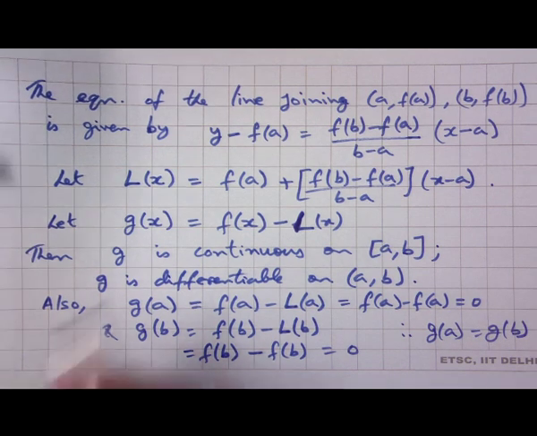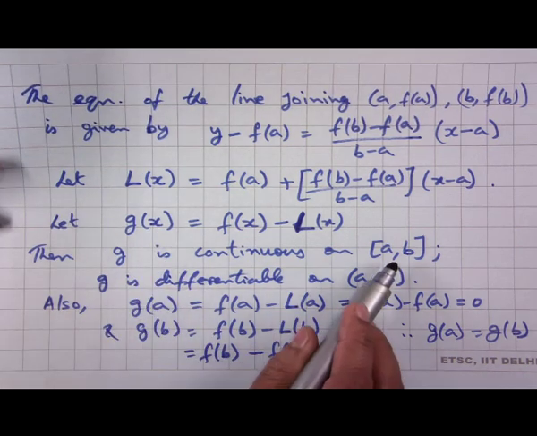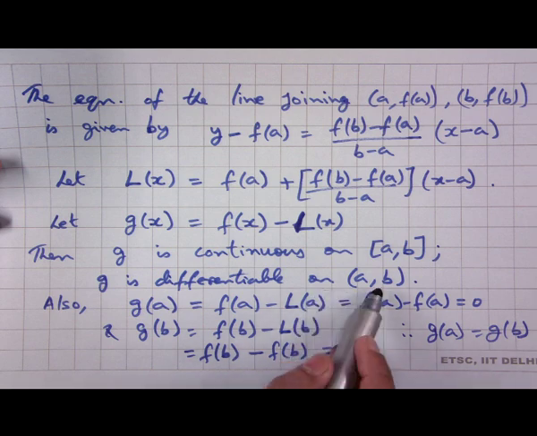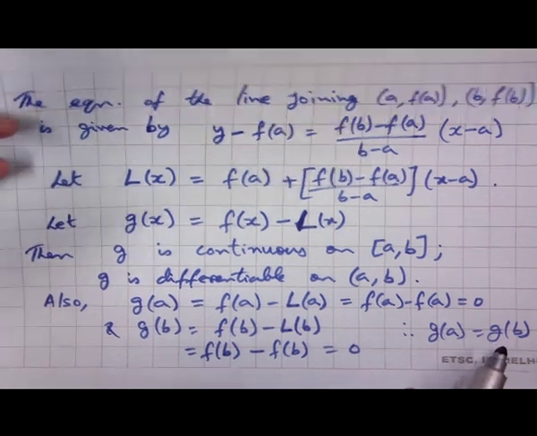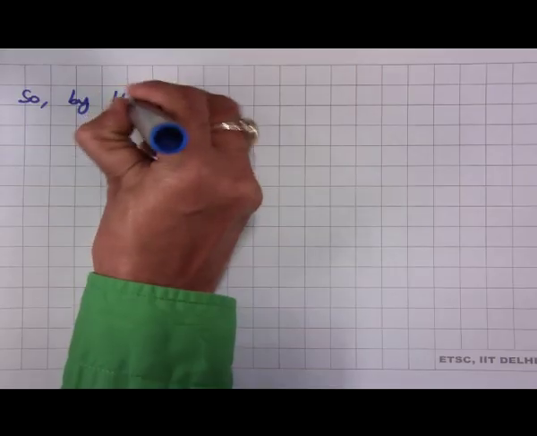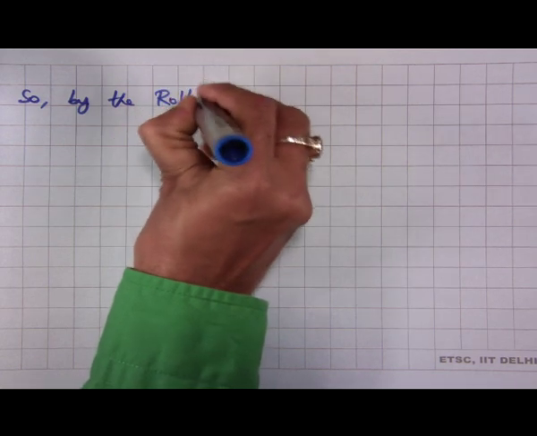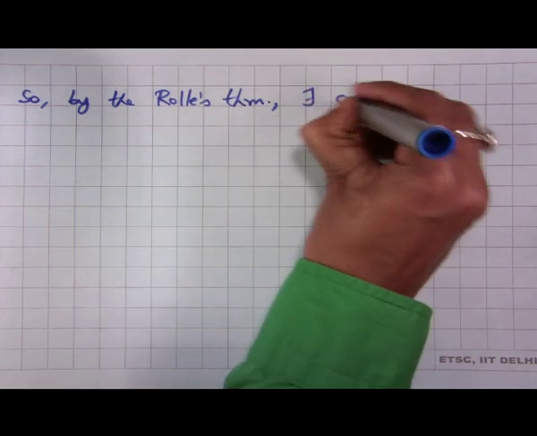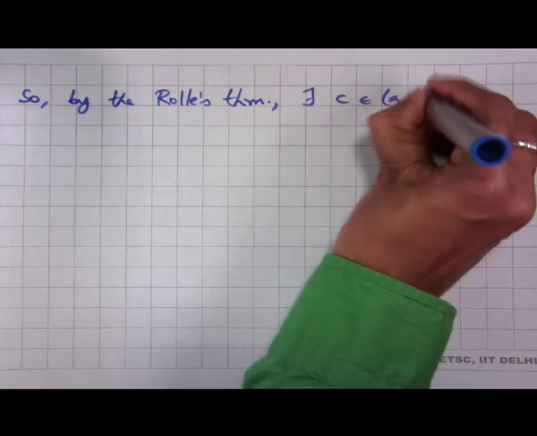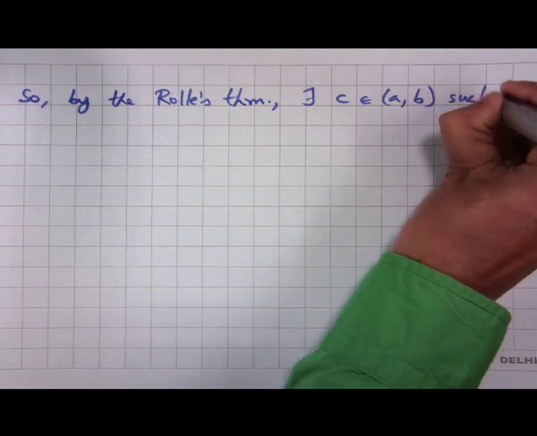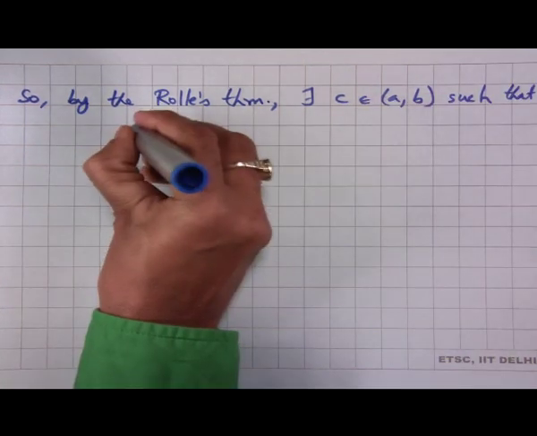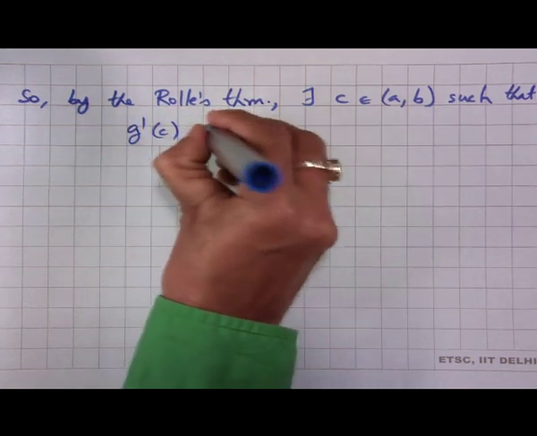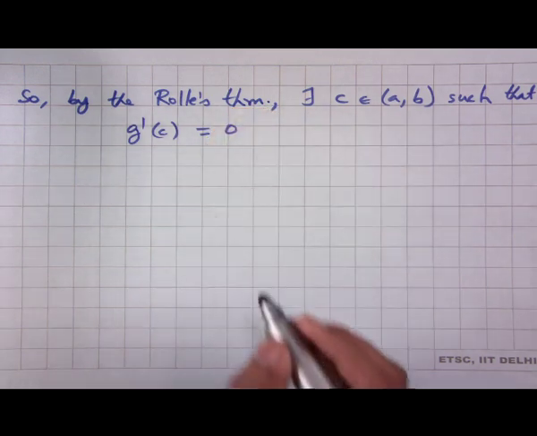So, now we have a function g of x which is continuous on the closed interval, differentiable on the open interval, and g of a is equal to g of b. So, we can apply Rolle's theorem. By Rolle's theorem, there exists at least one c in (a, b) such that g prime of c is equal to 0.